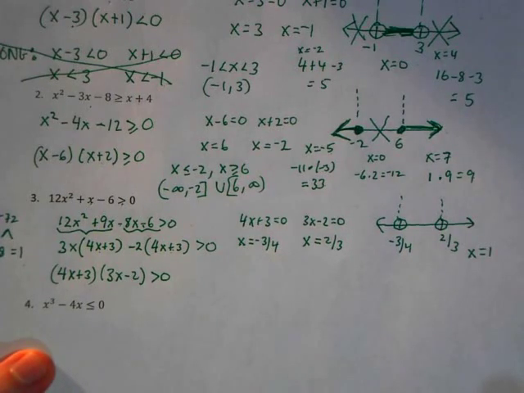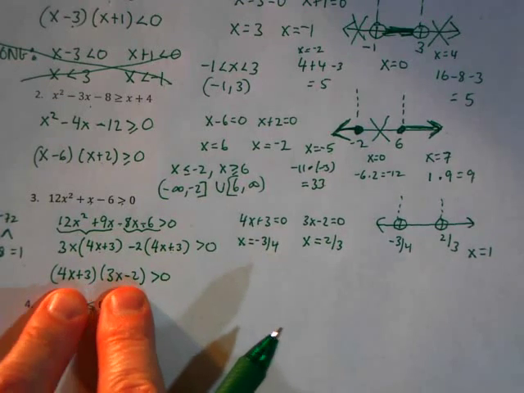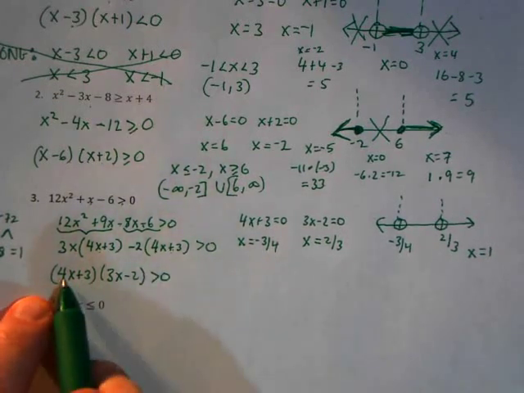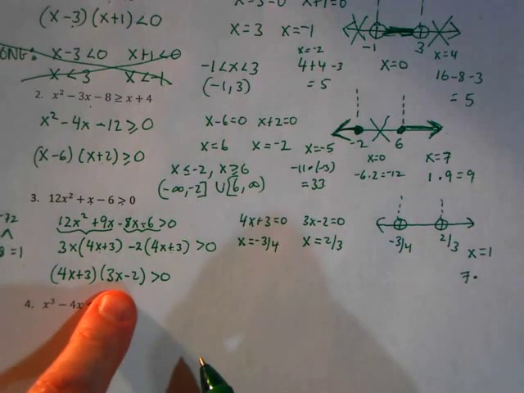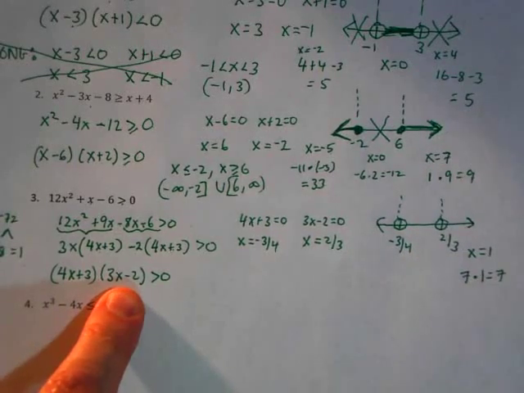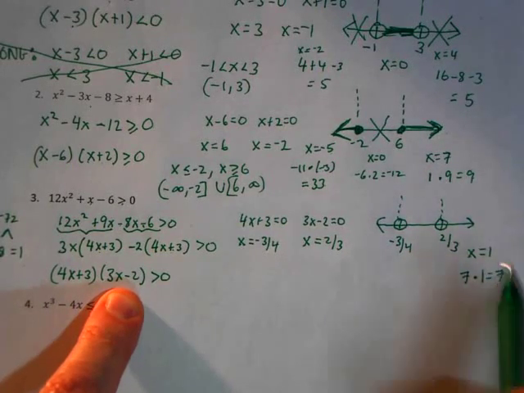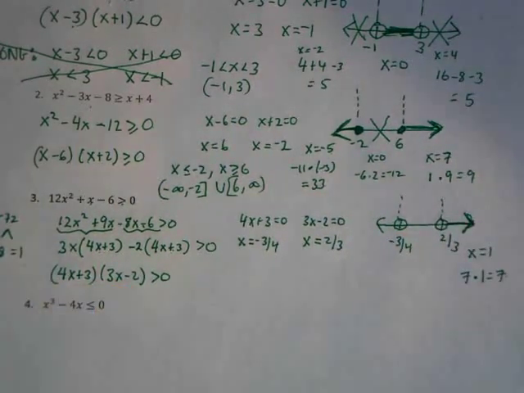X equals 1. Again, I'm going to take 1 and plug it into the factored form because it's a lot easier. If I plug 1 in, I get 4 plus 3, that's 7. Times, if I plug 1 in there, I get 3 minus 2, that's 1. 7 times 1 is 7. 7 is bigger than 0. So that way it works.